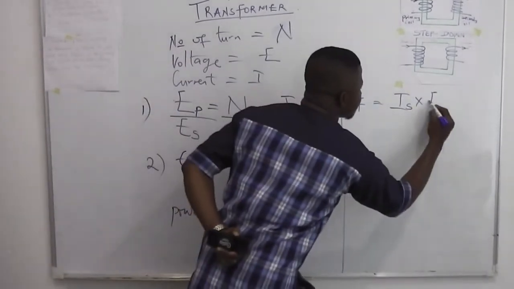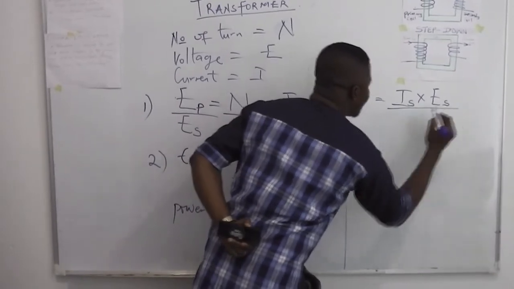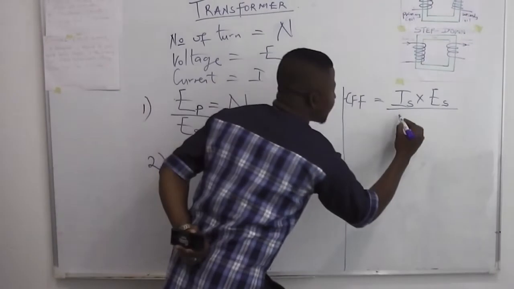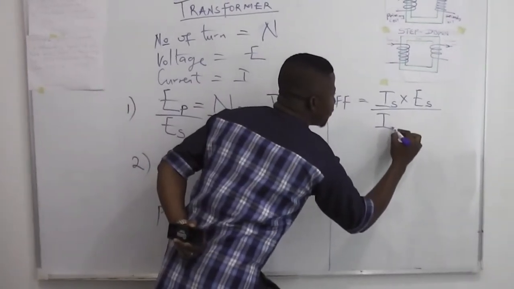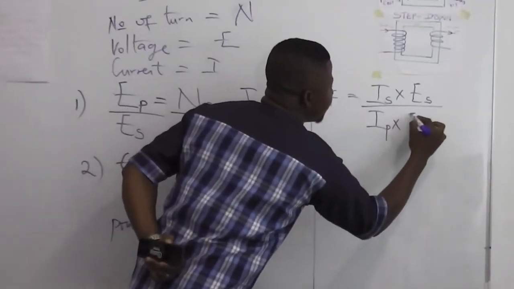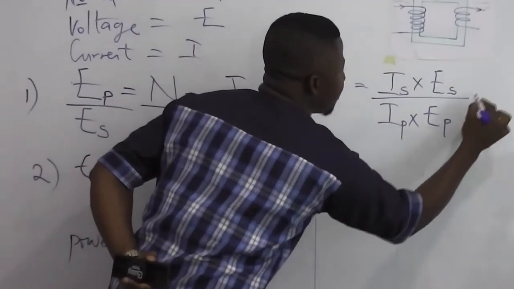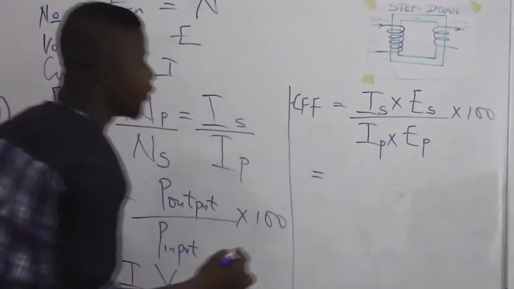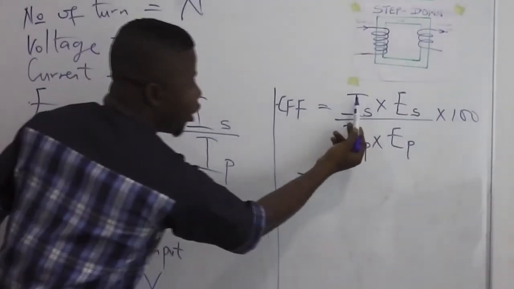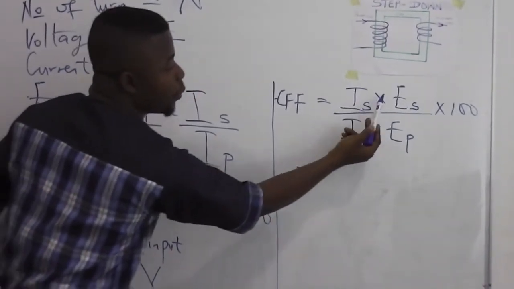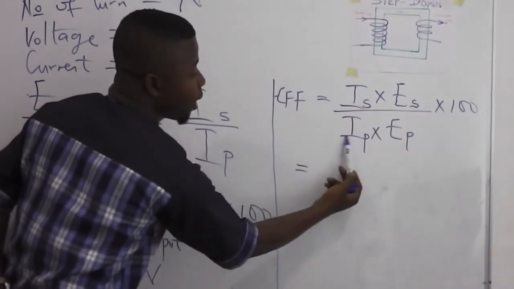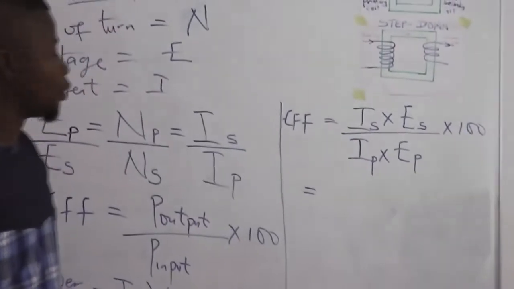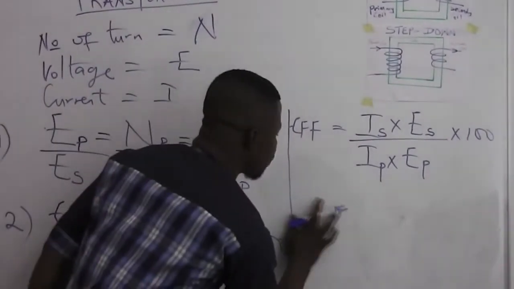E in the secondary, all over what? Power input. That's the what? The primary coil. Current in the what? Primary times what? Voltage in the what? Primary times 100. Now we also have the current in the secondary multiplied by the voltage in the secondary over what? Current in primary times what? The voltage in what? Primary times 100. Another thing we need to talk about is what?